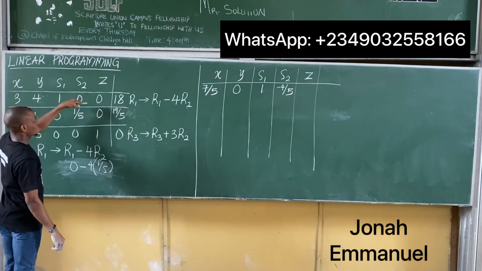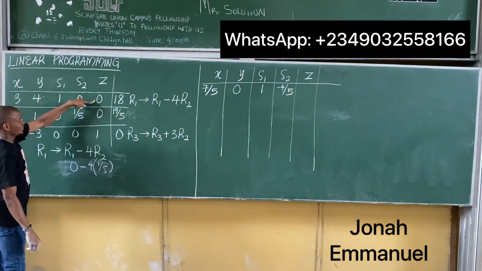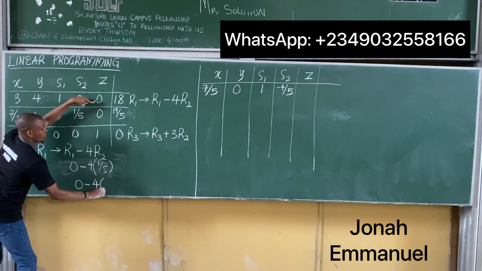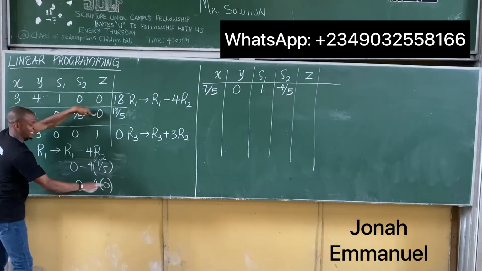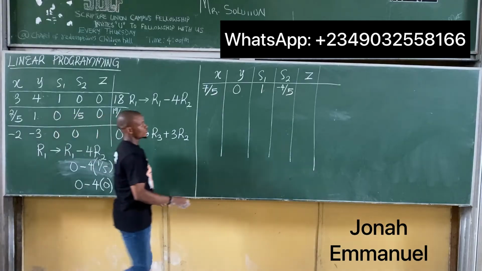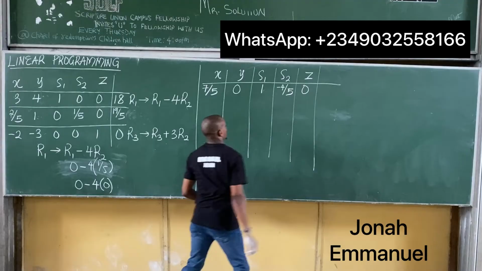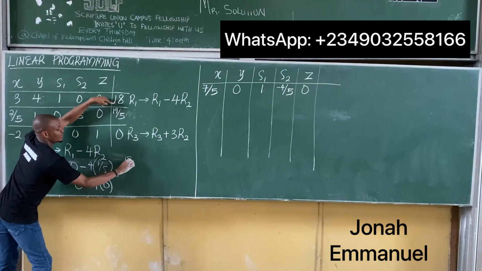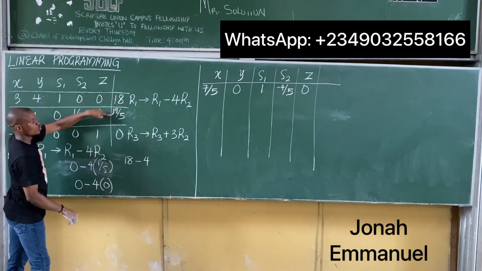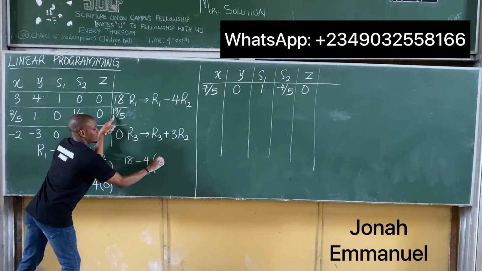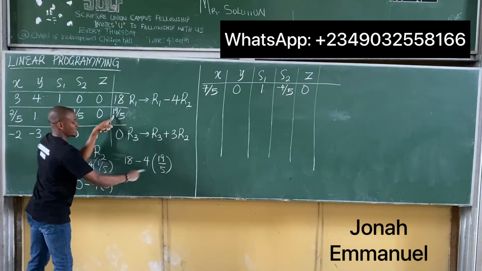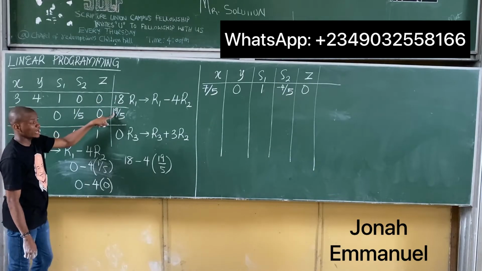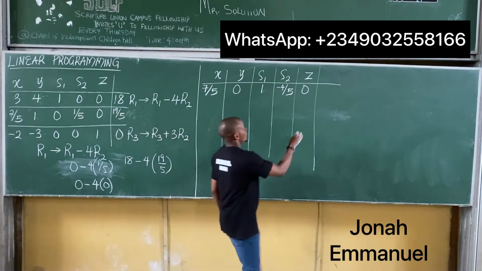Finally, this one. I still have Z. That becomes what there? Row 1, 0 minus 4 into row 2 here, 0. What do I get here? 0. So Z is 0 here. The final one, 18. Row 1, 18 minus 4 into row 2 equivalent 19 over 5. Please give me some of this. Row 1 minus 4 row 2. What do you have? 14 over 5.